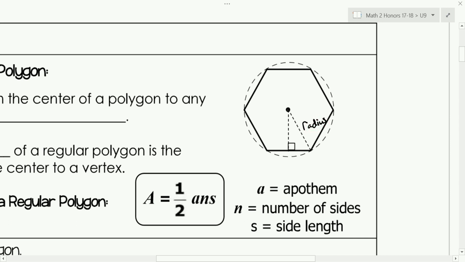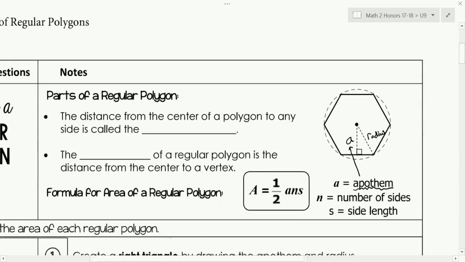Okay. If we're going from the center of your polygon to the center of a side, we call that an apothem. And you see it spelled right here. I'll put A, and I'll just point right there. Okay, that's your apothem. And so there's a little bit of vocabulary there. And so it's rephrased here. So the distance from the center of a polygon to a side is called the apothem. And what, if a regular polygon, is the distance from the center to a vertex? Radius. Okay.